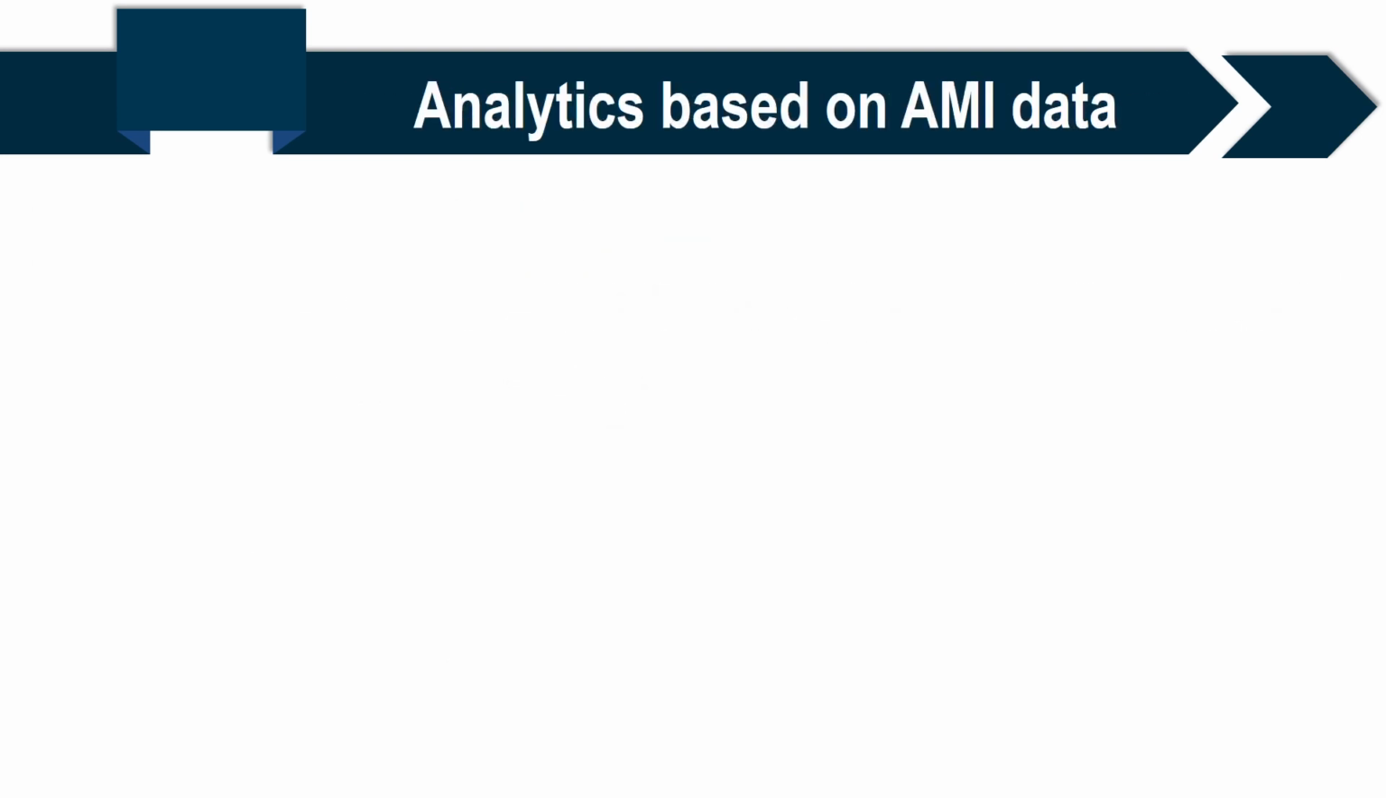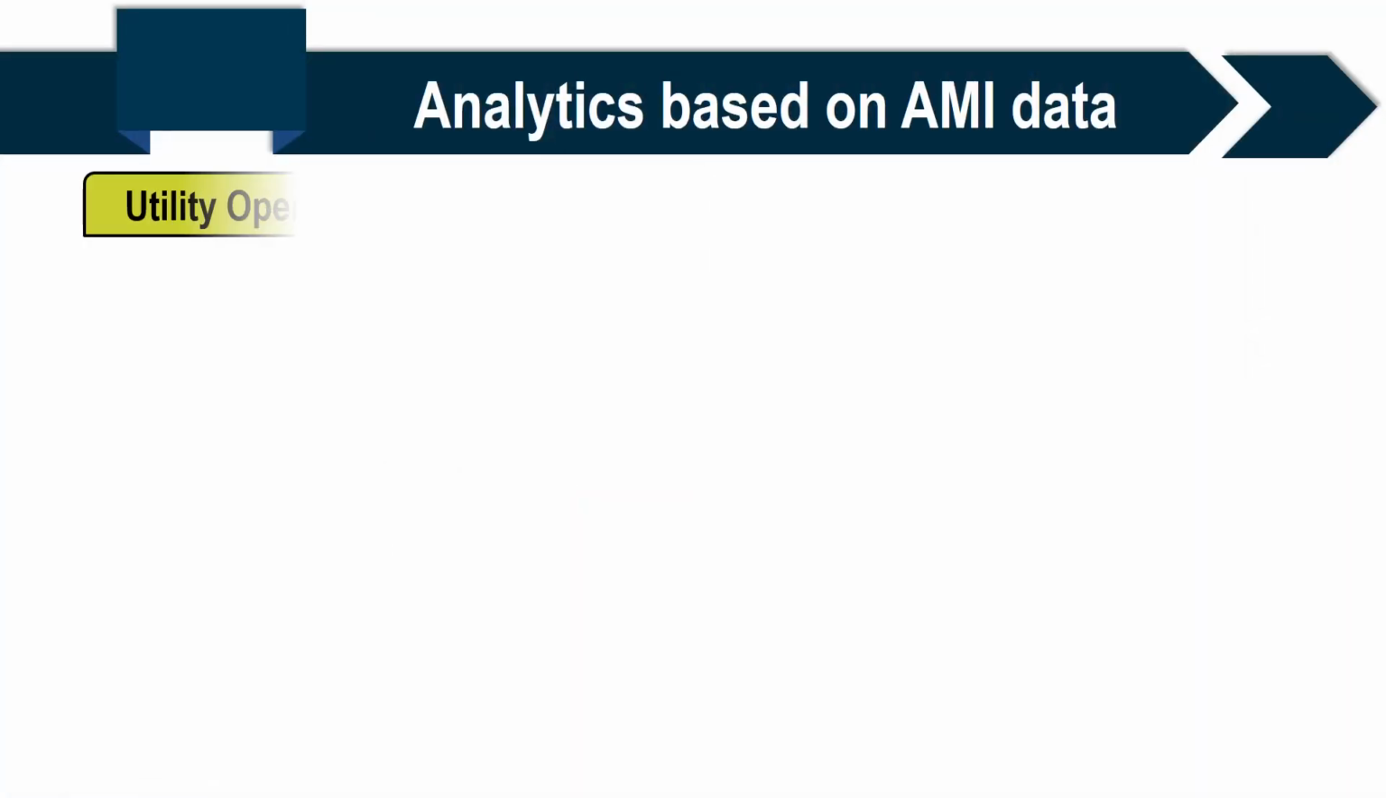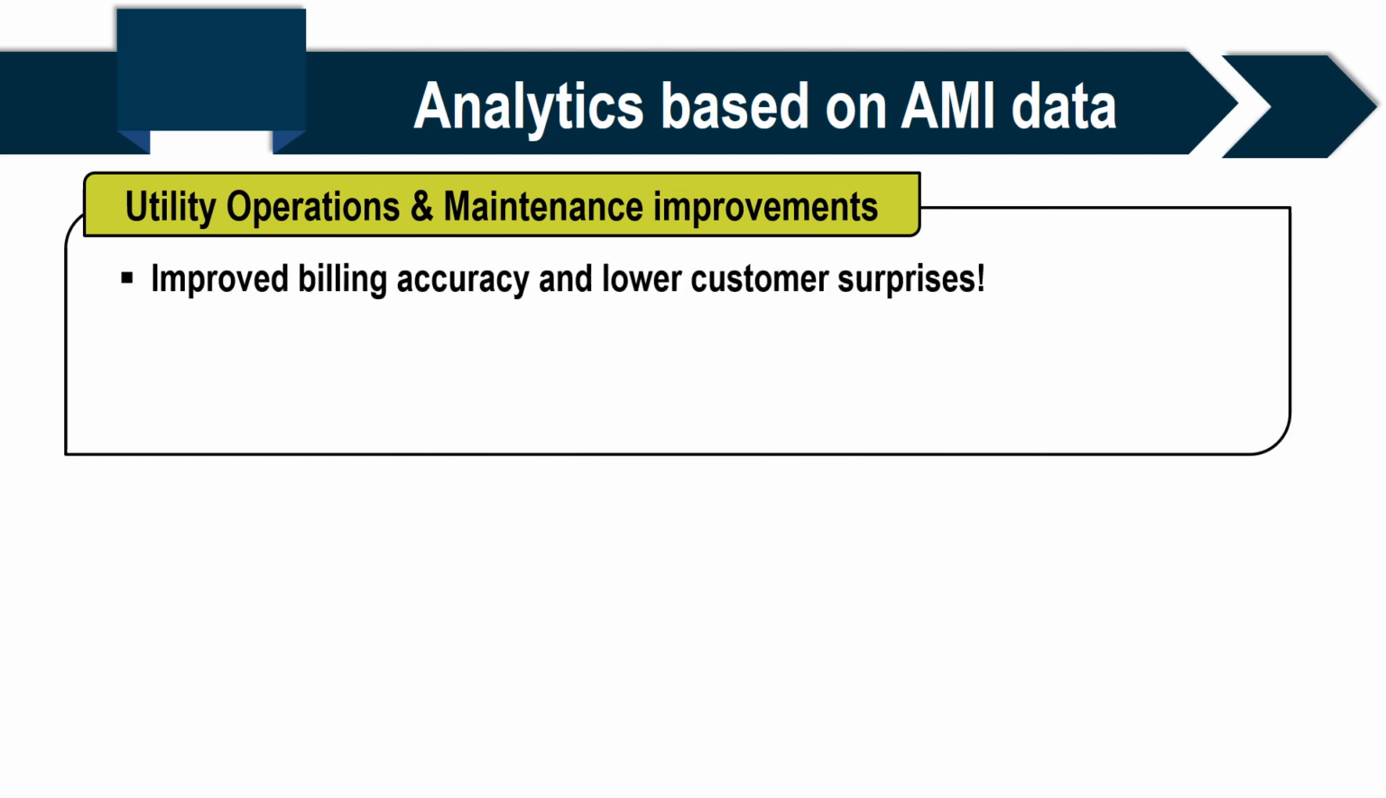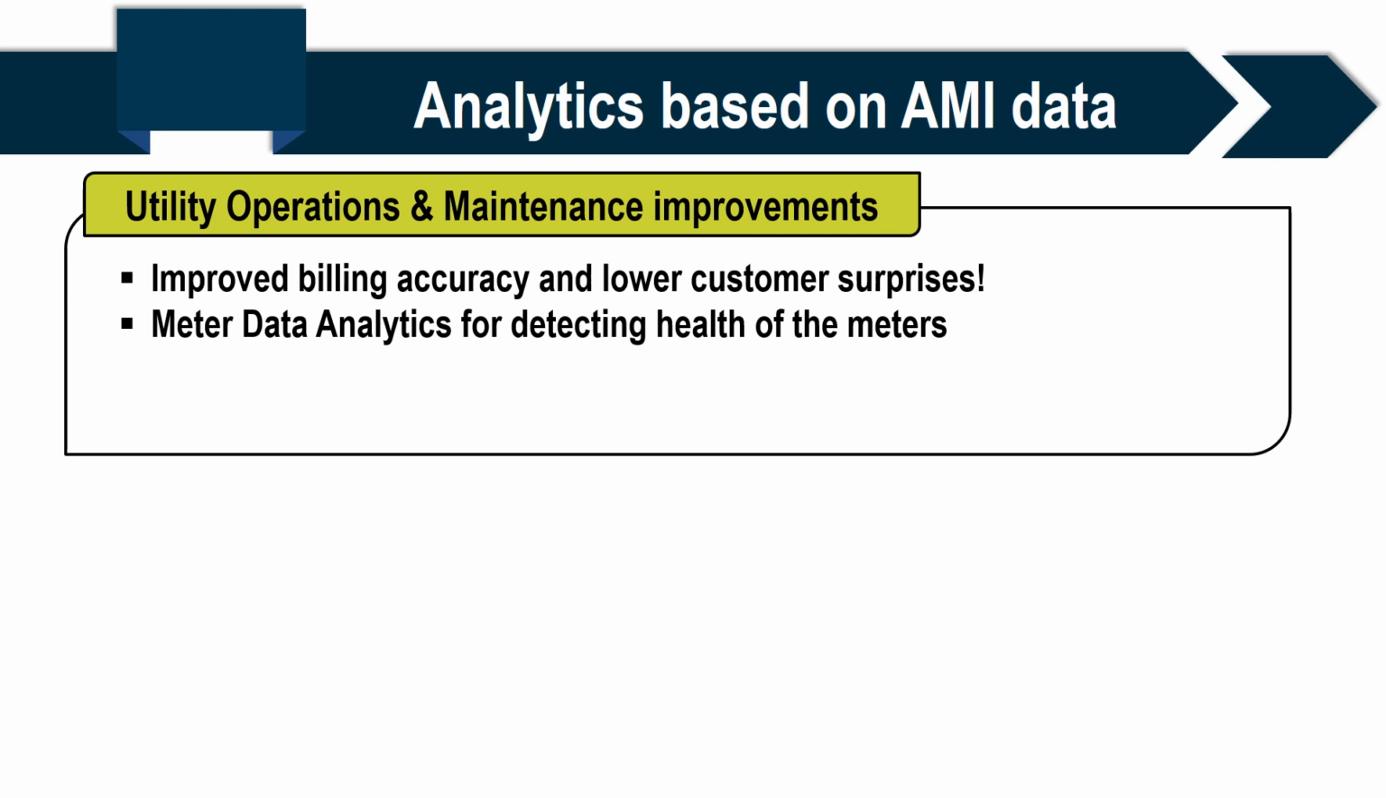We'll look at some of the analytics based on AMI data. We have already discussed some of the analytics related to rates. So in this session, we'll focus on operations and maintenance improvements. AMI data provided improved billing accuracy, which resulted in a lower number of calls back to utilities. Meter data analytics also helped in detecting the health of the meter, and now utilities can proactively replace a meter if analytics determine that that meter may fail in the coming days.